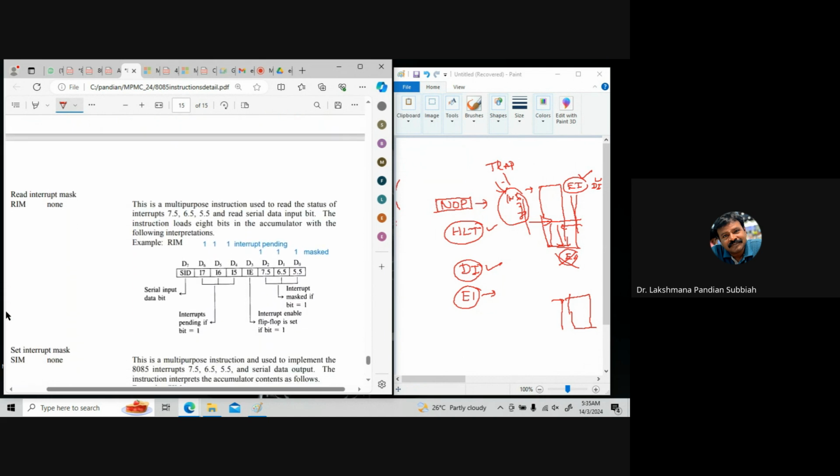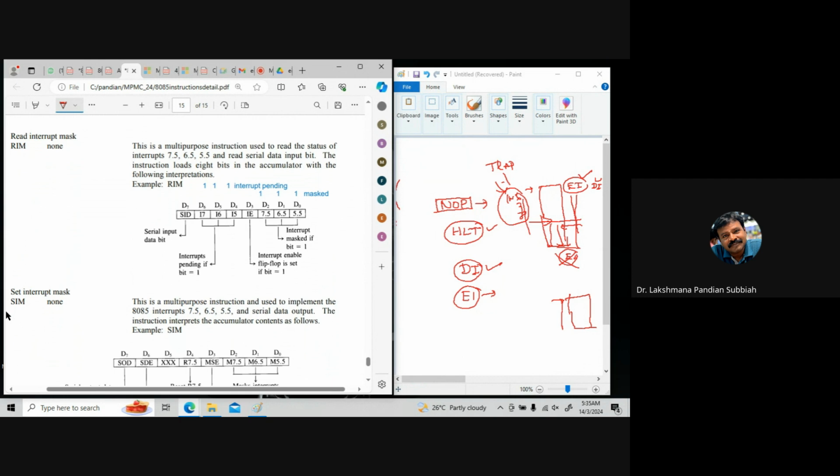So the last two instructions. I told you about interrupt 7, right? Interrupt 7 is higher than interrupt 6 and interrupt 5, and we can also have interrupt 7.5, interrupt 6.5, and interrupt 5.5, right? These interrupts are disabled by the interrupt mask. So only if the interrupt is enabled will it allow this set instruction, right?